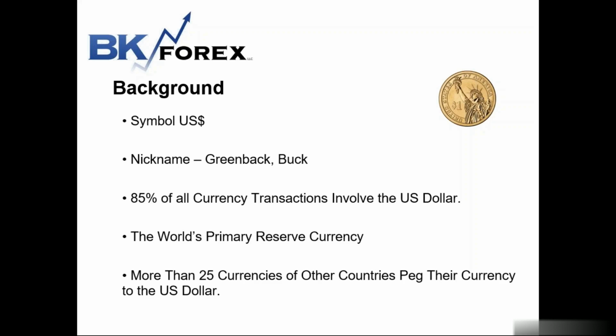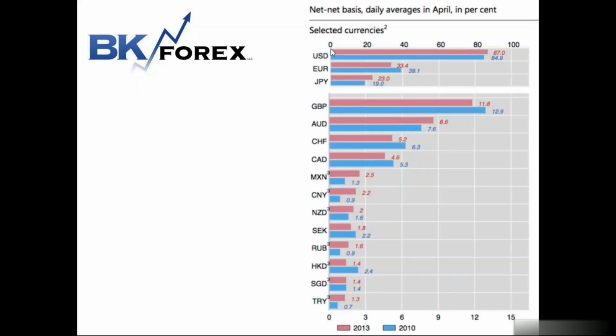And more than 25 currencies of other countries peg their own currency against the U.S. dollar. That is why the Japanese and the Chinese are two of the world's largest holders of U.S. dollars, because they have a lot of reserves, particularly the Chinese, because the Chinese always need to maintain this peg for their currency. And in order to do that, they are always buying and selling U.S. treasuries, more buying than selling.